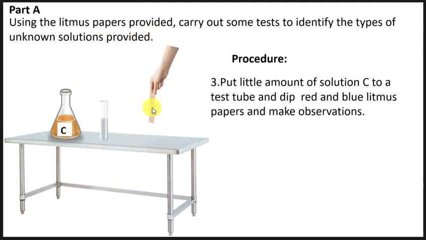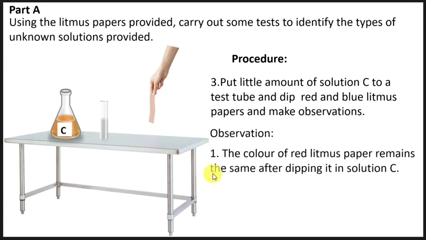Okay, so what we have seen is what we're going to write. So we haven't seen any change. So same as observation 1, the color of red litmus paper remains the same after dipping it in solution C. Okay, so that's what we'll do. The next we'll dip what?